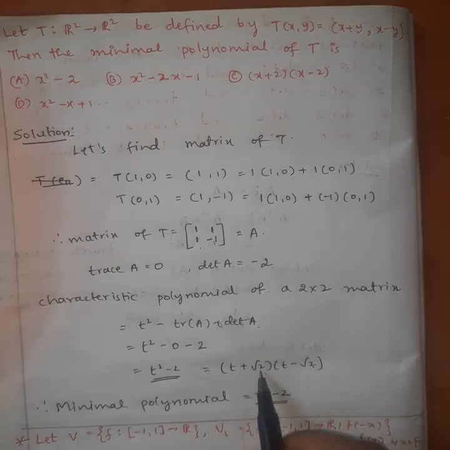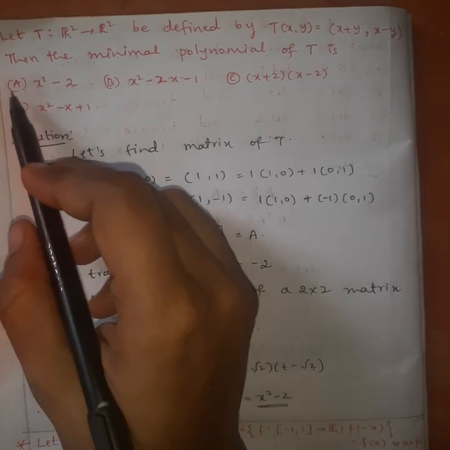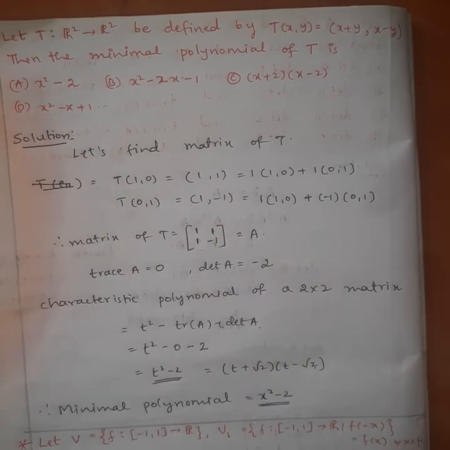So if you put A plus root 2 I here instead of t, this is not equal to 0. A minus root 2 I is also not equal to 0. Therefore, the minimal polynomial will be its characteristic polynomial, that is x square minus 2. So option A is the correct one.